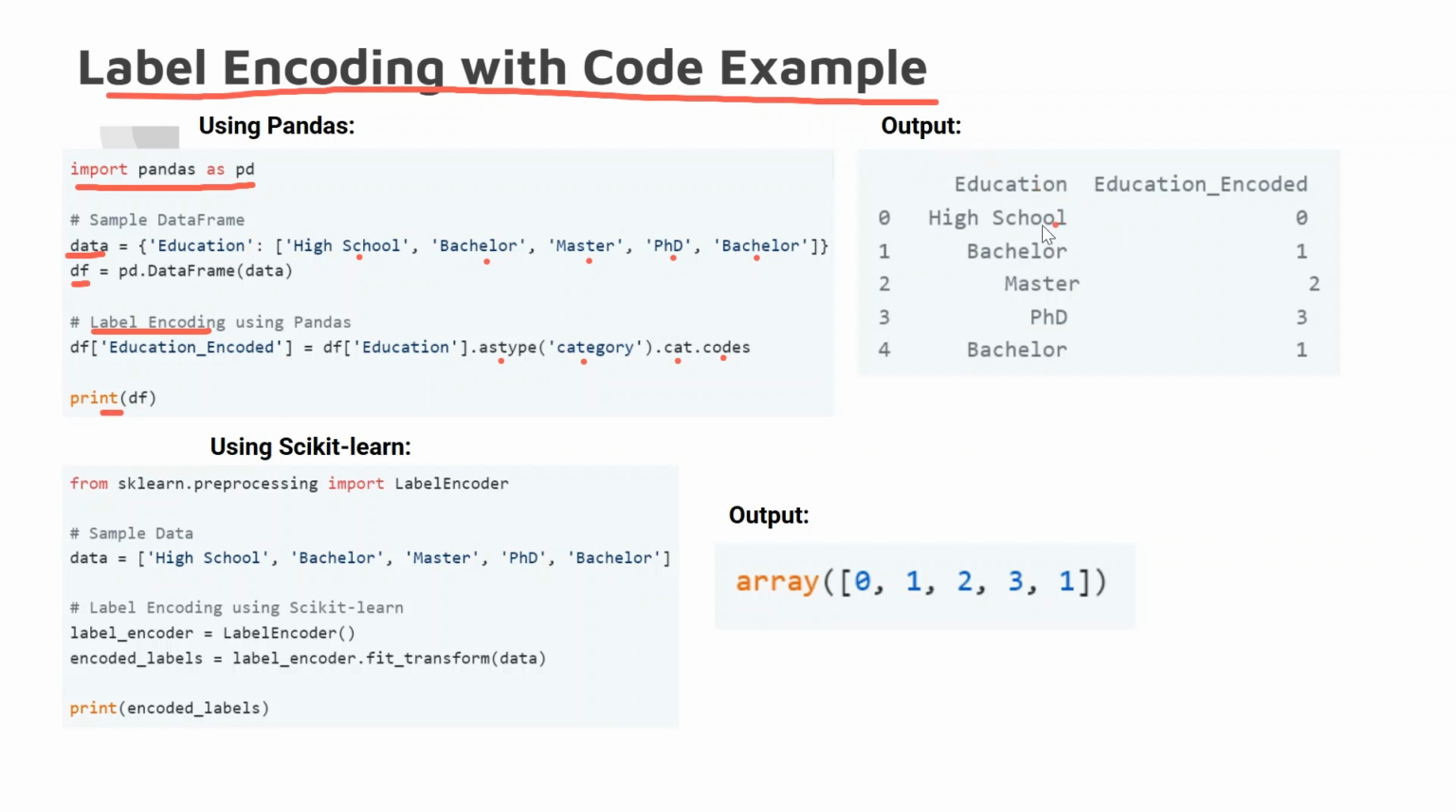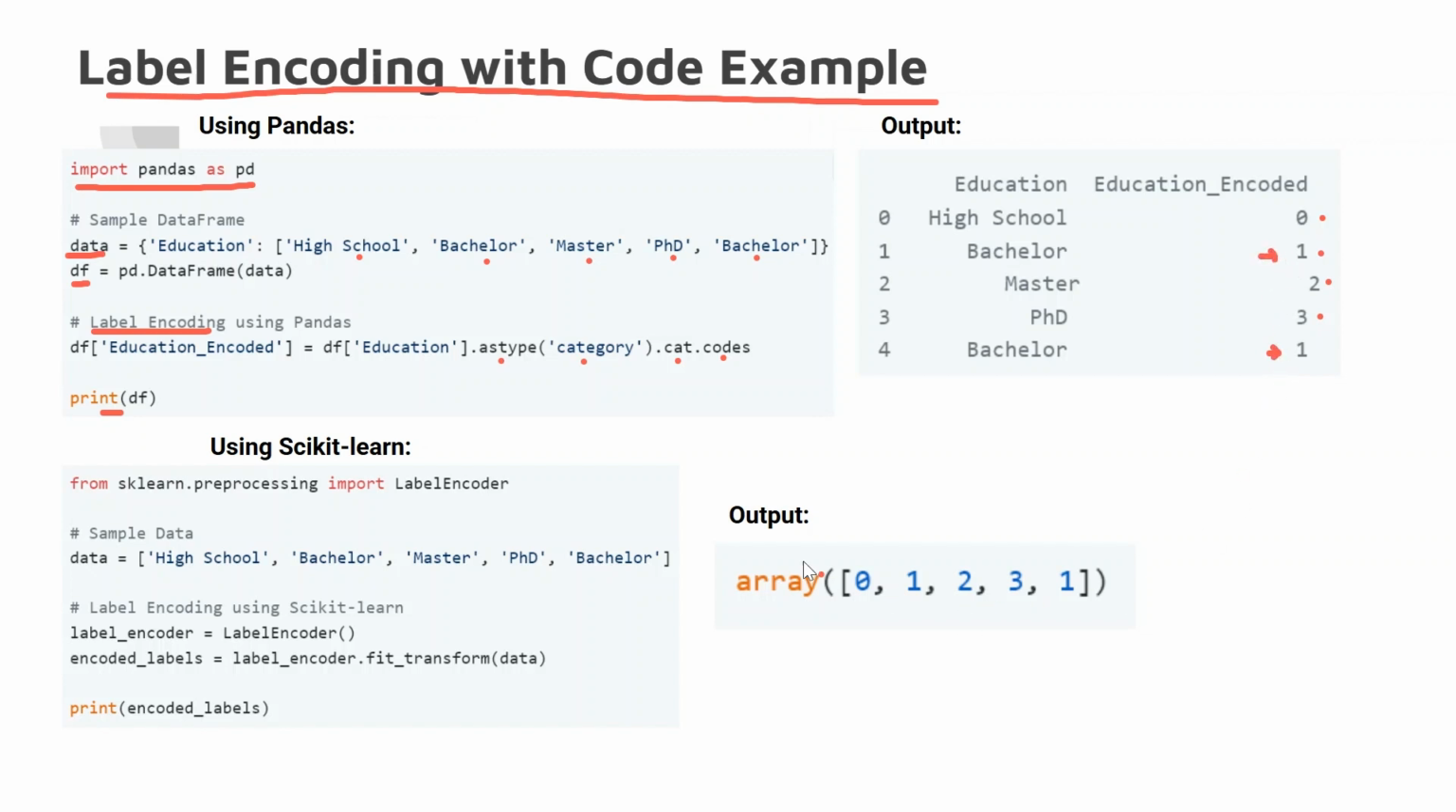High school is encoded as 0. Bachelor is encoded as 1. Master is encoded as 2. PhD is encoded as 3. Notice that bachelor appears twice and both times it gets the same number, 1.